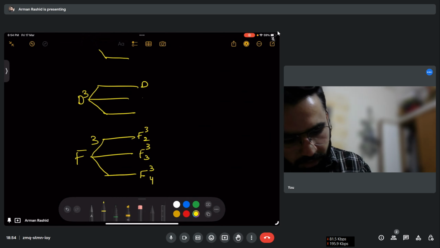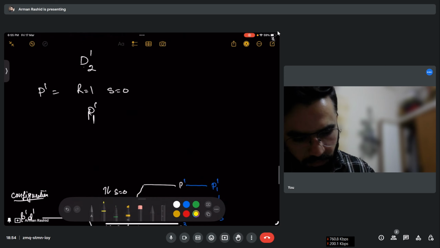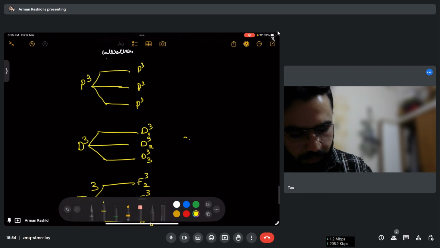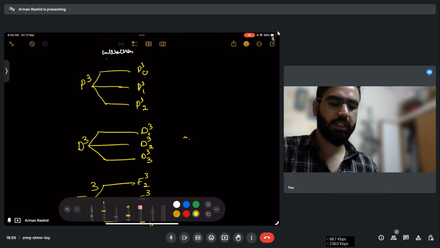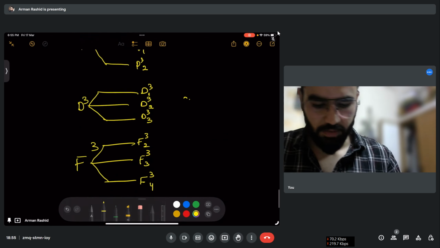D will be 3 states, 3 2 1. P will be 3 states, 2 1 0. Okay, this is the increasing energy as we have shown here.